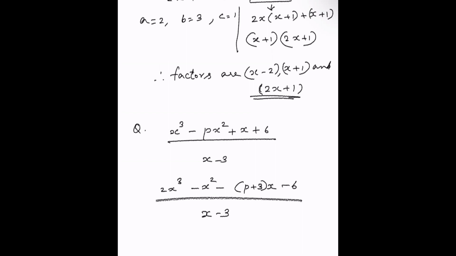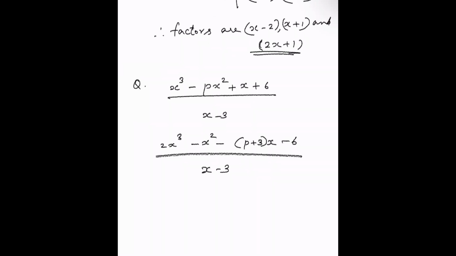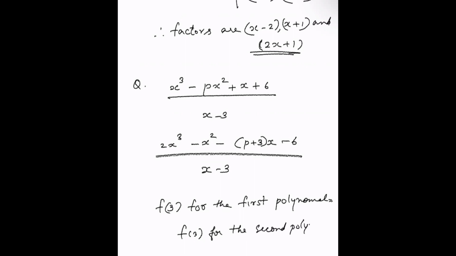So here what they are saying is it is giving us the same remainder. What I'll do is, x minus 3 equal to 0 will give me f of 3. f of 3 for the first polynomial is equal to f of 3 for the second polynomial, right? That is the meaning of leaving the same remainder. They have not told you that x minus 3 is a factor. If they had told you x minus 3 is a factor, you could have equated it with 0.